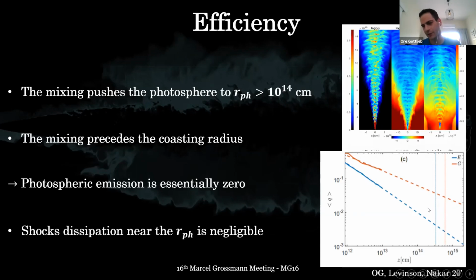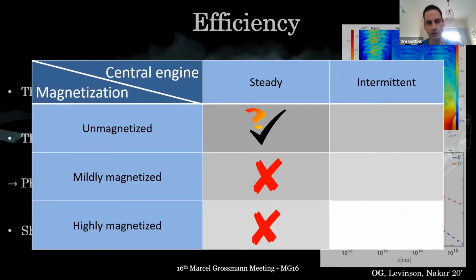And therefore, these internal shocks can also be ruled out since they don't give us the high efficiency that we need for the prompt emission. So we can rule out this type of unmagnetized intermittent jets. And interestingly, we would like to see what happens if we introduce some magnetization to the intermittent jets, whether it can stabilize the jet just like we saw in the continuously launched jets. This is another type of instability.